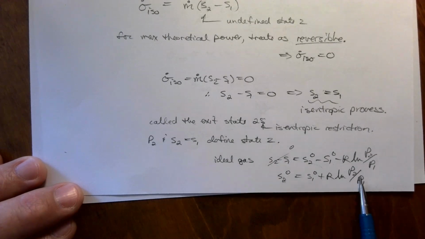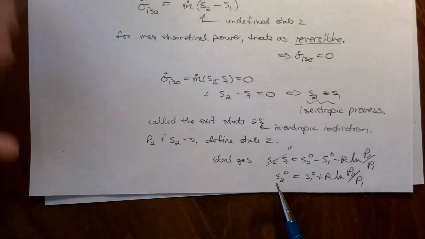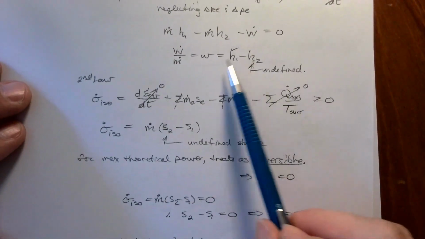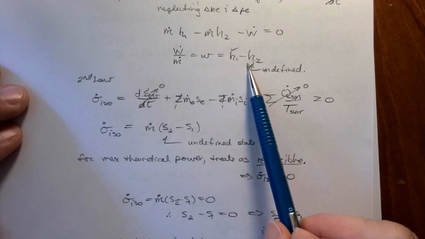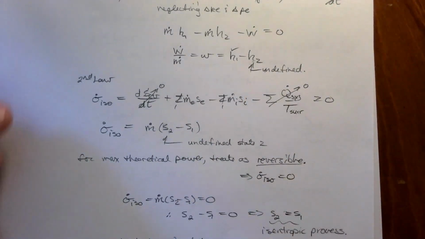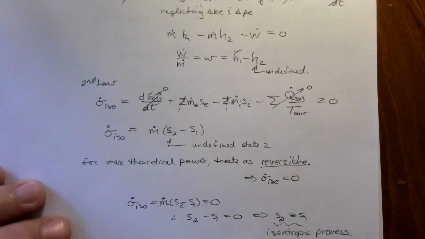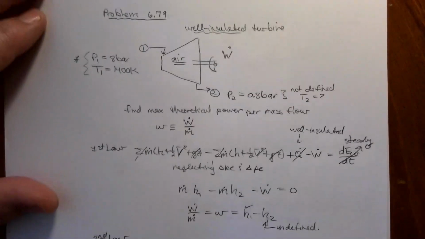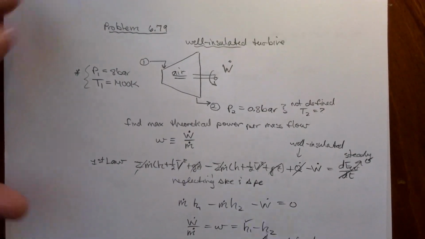Right, we have state 1 defined, so we can look that up in the table, evaluate this, we have the pressures at both states, get a number for this, and then come out of the table with the temperature and the H at state 2, which we can then use to go back and calculate our maximum amount of work. So that's how you go about solving this problem. That's the theory. That's problem 79. Very similar to the first example that we worked.